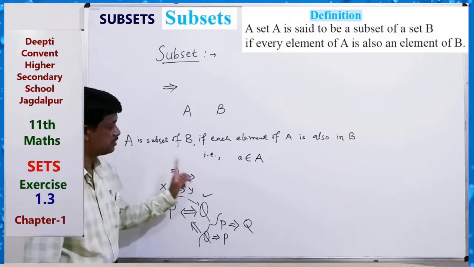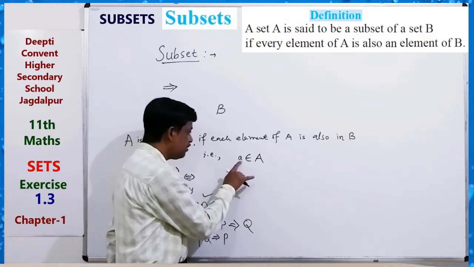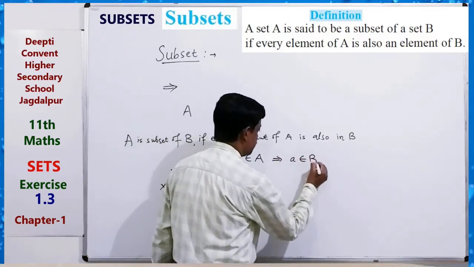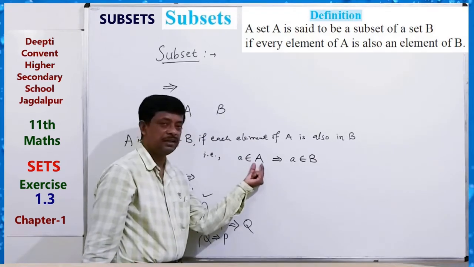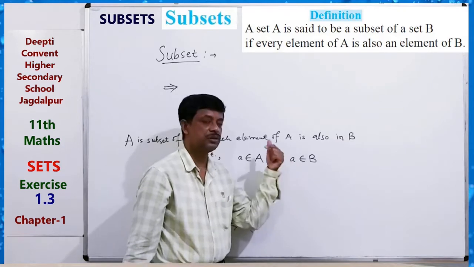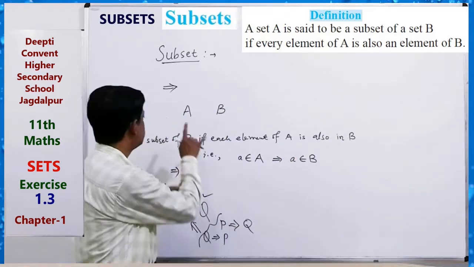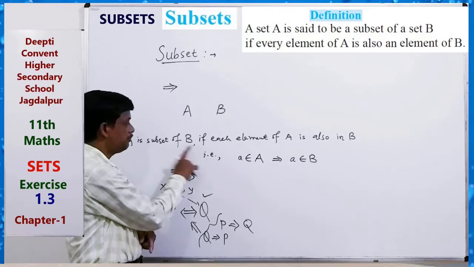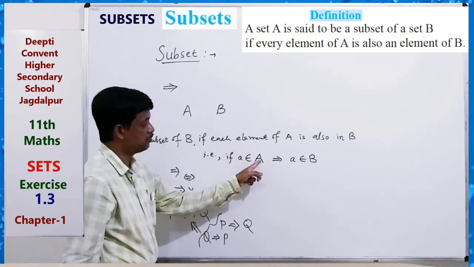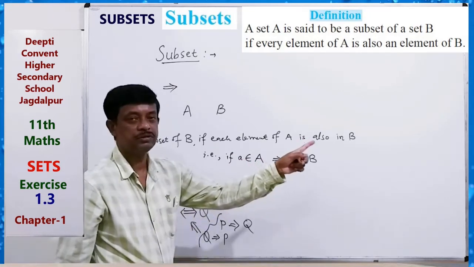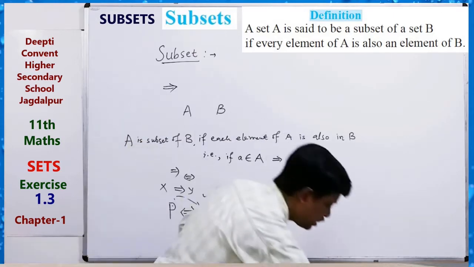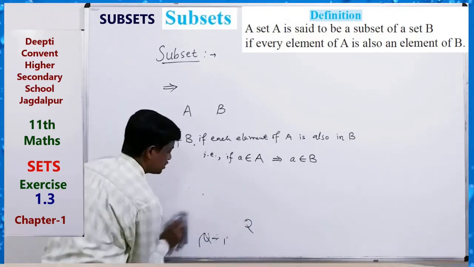This implies this. So here, a belongs to A implies a belongs to B. It means a is an element of A, then a is also an element of B. That is, A is a subset of B if a belongs to A implies a belongs to B. So in notation we can also write A subset of B, with a symbol for denoting the subset.